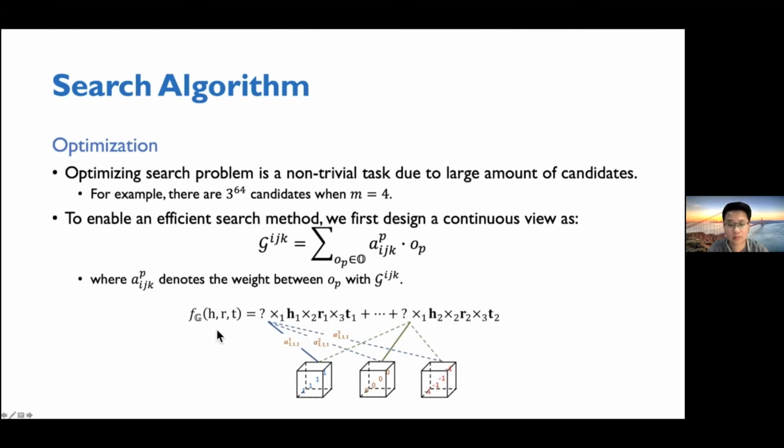We utilize alpha_rjk to denote the weight between the operation and the cube. So we can take a look at this illustration. This is our scoring function. We need to select suitable diagonal tensors, and then we can utilize the weights to denote the connections or correlations between the operations and the cube. Then we can train the weights and select the better one.